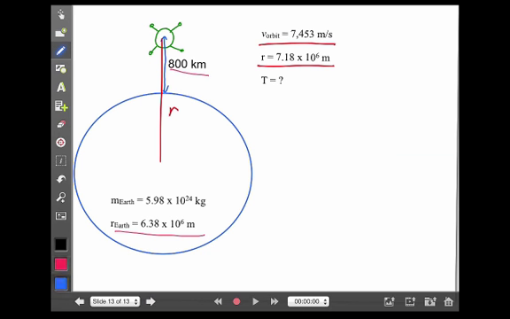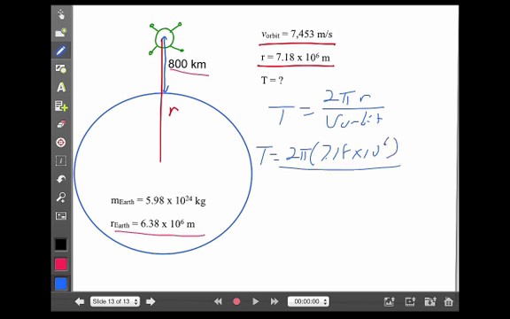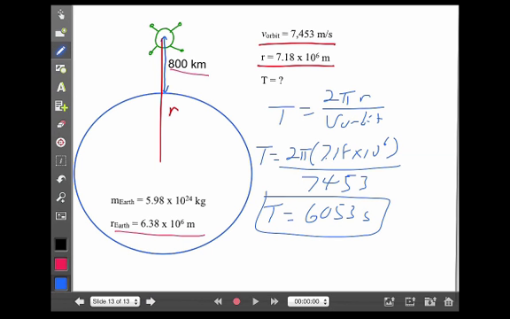So now let's get the period of its orbit. Period is 2 pi r over the orbital velocity: 2 pi times that total r, 7.18 times 10 to the 6th, all divided by the orbital velocity of 7,453 meters per second, which gives an orbital period of 6,053, and that's in seconds, because standard units, right? That's in seconds.